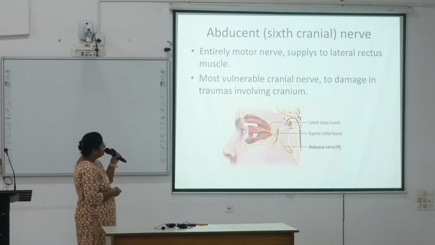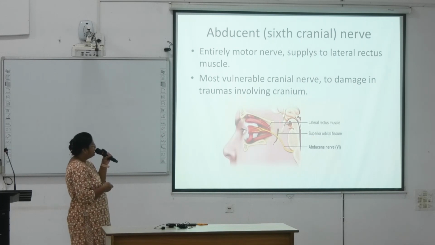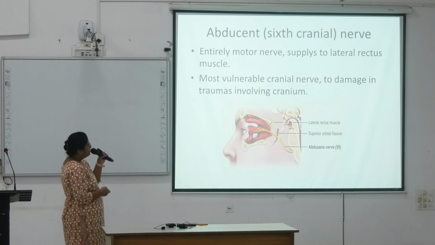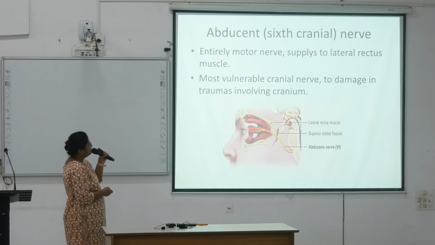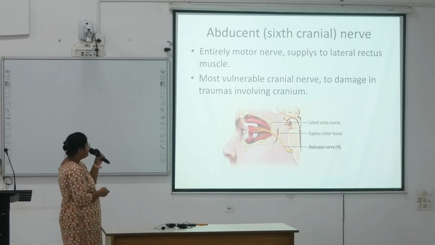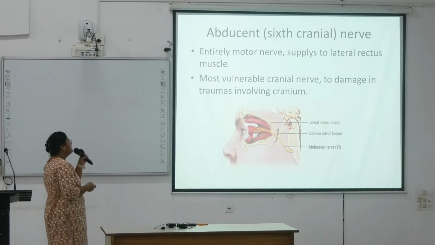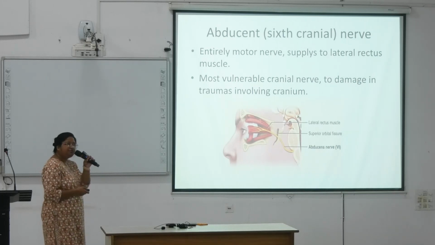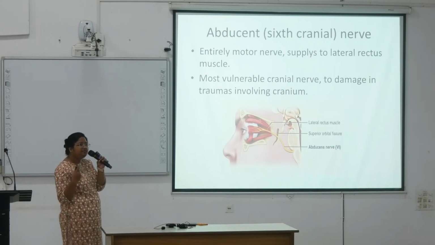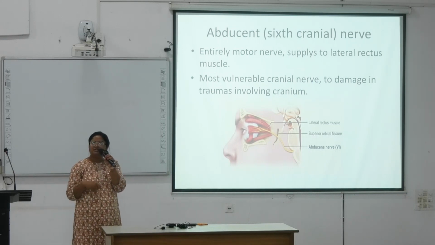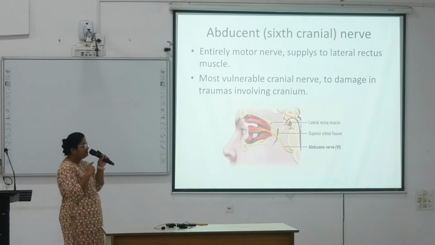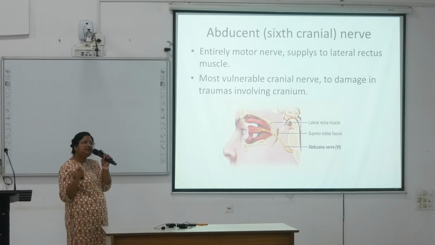Here, this is the abducent nerve. It is coming out mainly at the pontomedullary junction. See, this part is the midbrain, here is the pons, here is the medulla. The abducent nerve comes out mainly at the pontomedullary junction, then extends anteriorly, passing through the cavernous sinus, entering the orbit through the annulus of Zinn via the superior orbital fissure, supplying the lateral rectus muscle. It helps in lateral deviation of the eyeball.